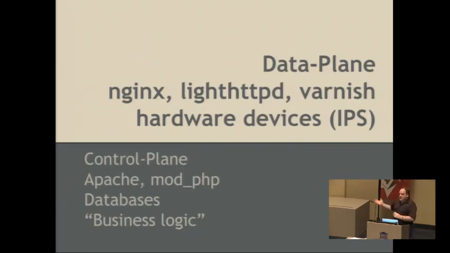So that's how telecommunications engineers address the problem. We have control over here, which is slower, doesn't have to be fast, it has to be functional. And then the hardware is where we go really high speed. And that's where we are today. Apache, Mod PHP, databases, business logic, those are all great in the back end. But we need things like Nginx, Light HTTP, Varnish, hardware devices on the front end that are exposed to the public internet.